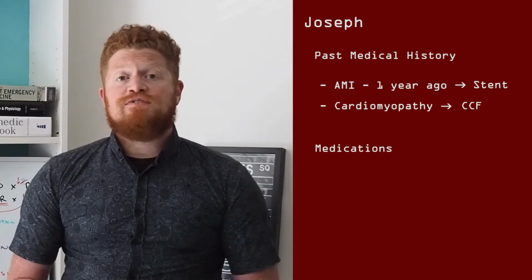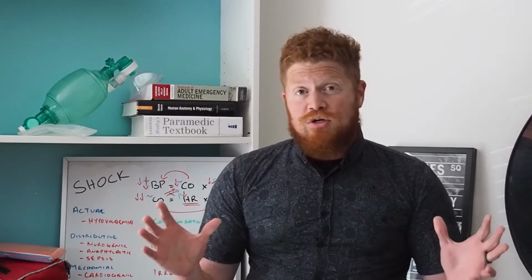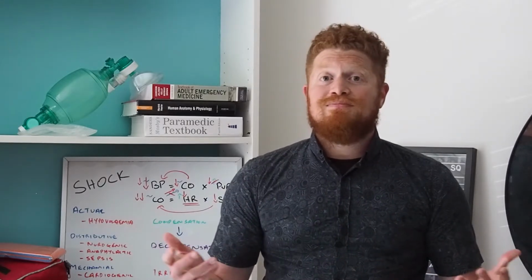Joseph has had a heart attack about a year ago, which has resulted in a stent. He also has early stage cardiomyopathy, which is resulting in heart failure. Joseph is medicated for hypertension and hypercholesterolemia. Okay, so there's a lot going on with this job, but with this video, we're going to focus on the shock process. Both of these patients have received injuries that have caused both external and internal catastrophic hemorrhage. So what we are dealing with here is absolute shock from a hemorrhagic hypovolemia. All right, let's do it. Let's go to the board.